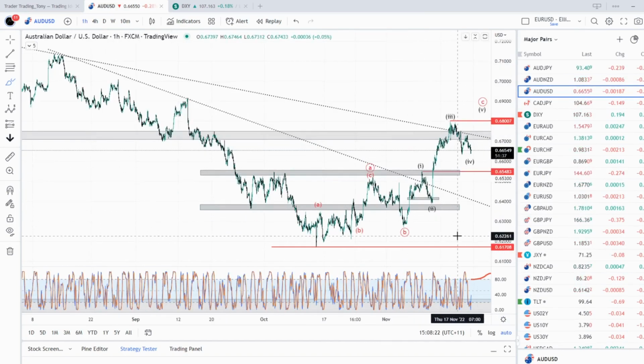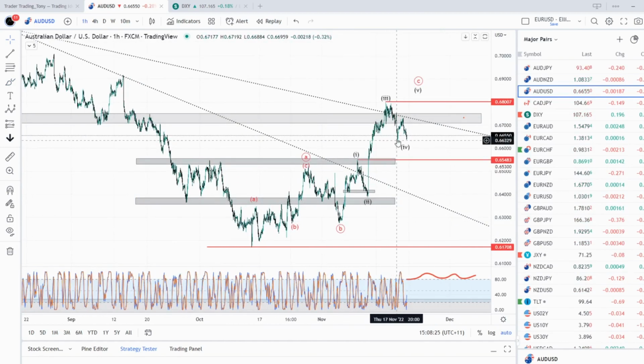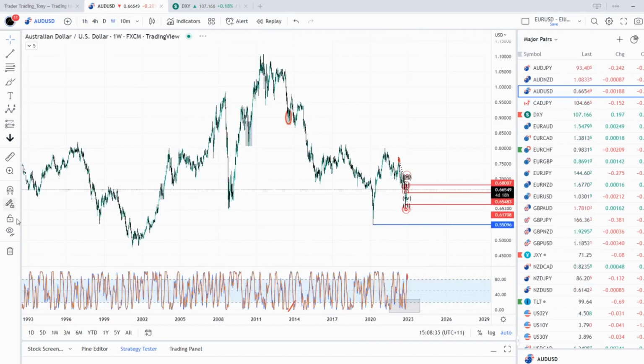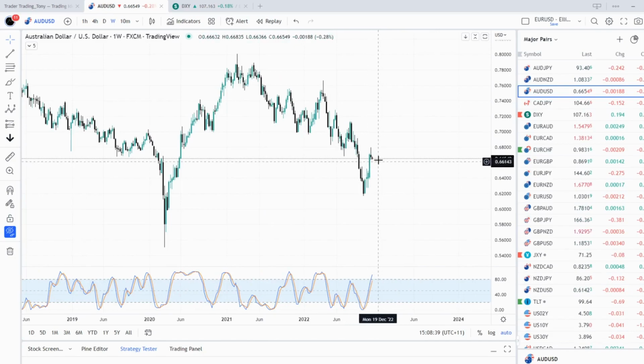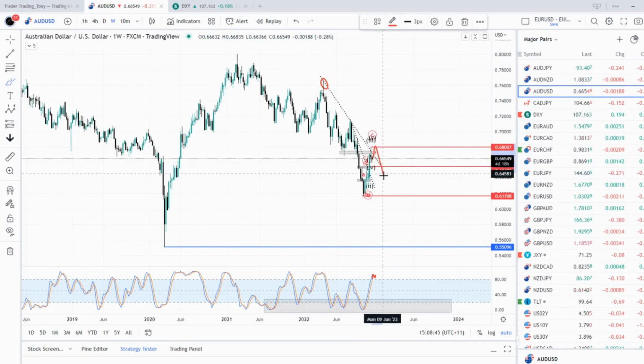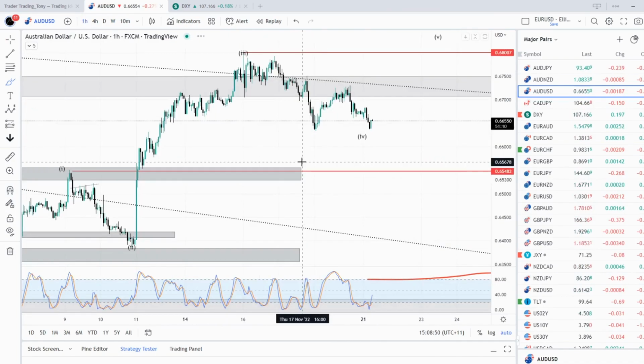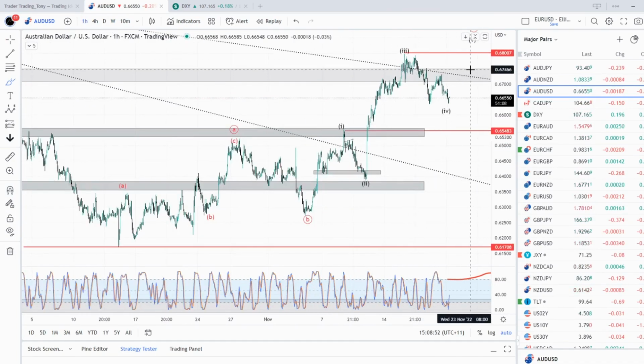But for now, we're still yet to see a final push to the upside on the AUD/USD. Once we get that, I'll then be looking for possible short trades. Okay, so that's the AUD/USD. On the weekly time frame, we have some evidence that a possible topping formation is coming. We may get a final little push higher before rolling down.